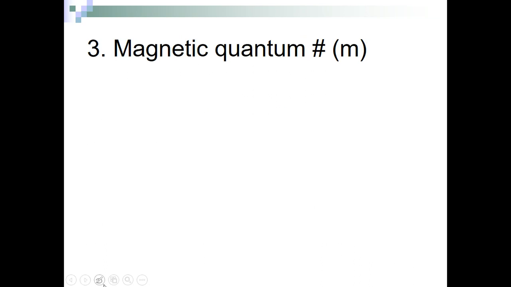The third quantum number is called your magnetic quantum number. And the symbol for the magnetic quantum number is M, a lowercase m.